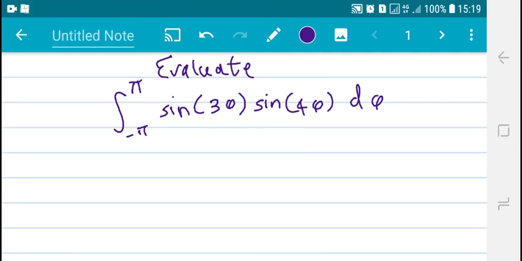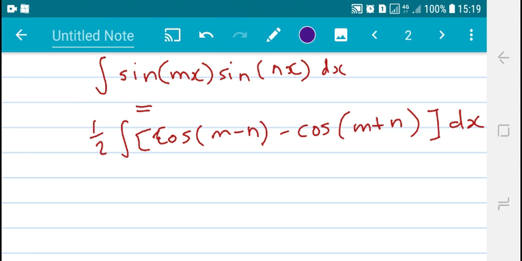So we have to evaluate this integral. Before doing that, I think I should take you to a very important result, namely this one. The sine of mx, sine of nx is the same thing as saying a half of cosine of m minus n minus cosine of m plus n.